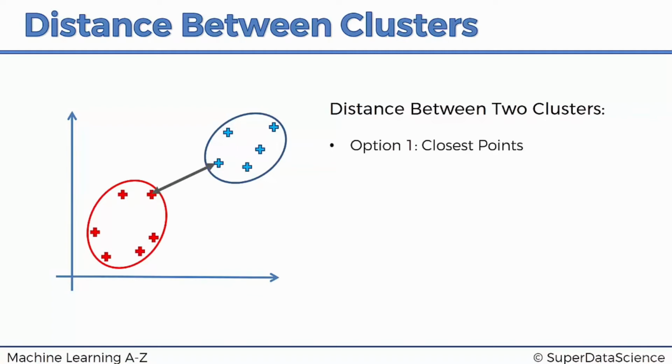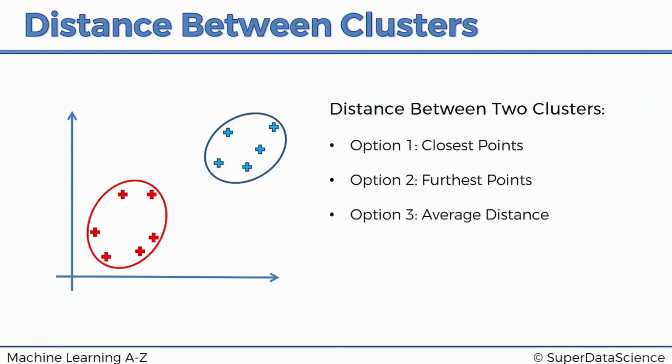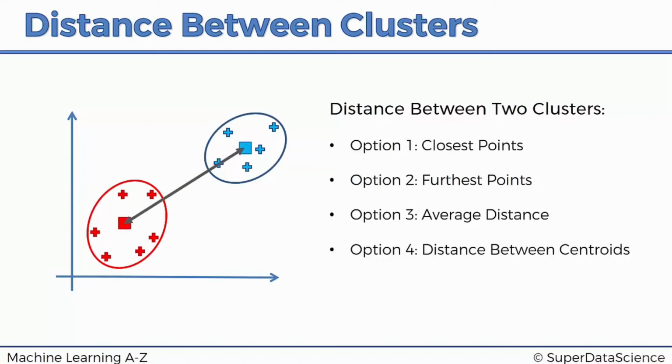For instance, option one is just take the two closest points and measure that and call that the distance between the two clusters. Option two is actually take the two furthest points and call that the distance between two clusters. That's also a valid approach. Option three, take the average. So take the average of all the distances between the different points in the cluster, so all the combinations of different points, and take the average of that distance. Option four is take the distance between the centroids. So find the centroids and find the distance between the centroids and call that the distance between the two clusters.